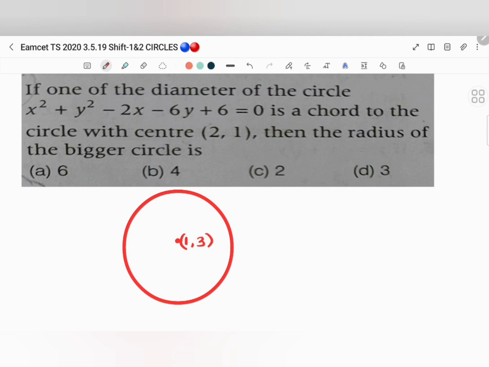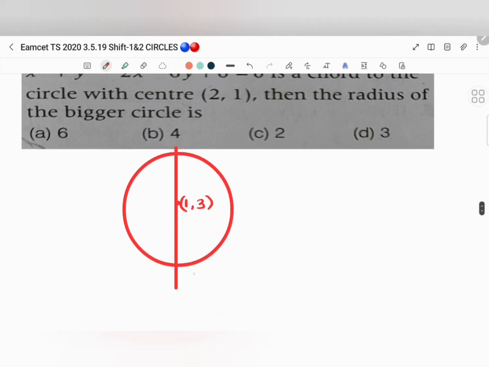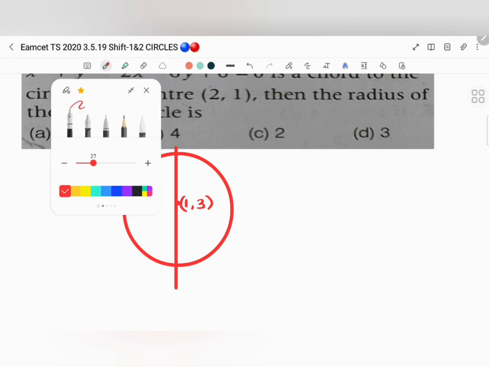One of the diameters, so this is the diameter now, is a chord for another circle. This is the diameter, is a chord for another circle. So another circle we can draw like this with another pen.